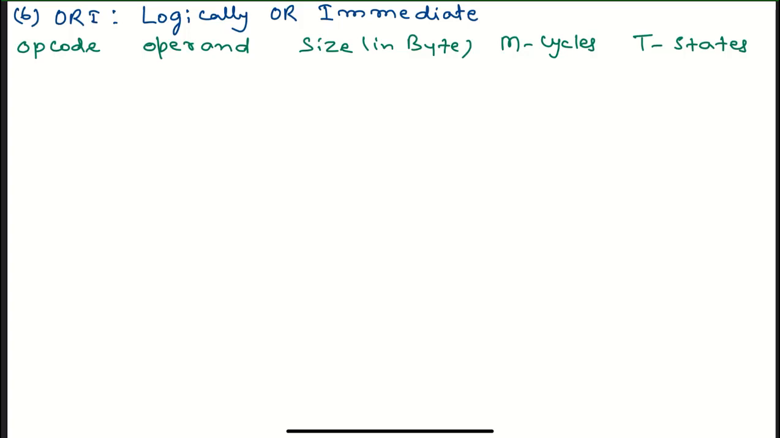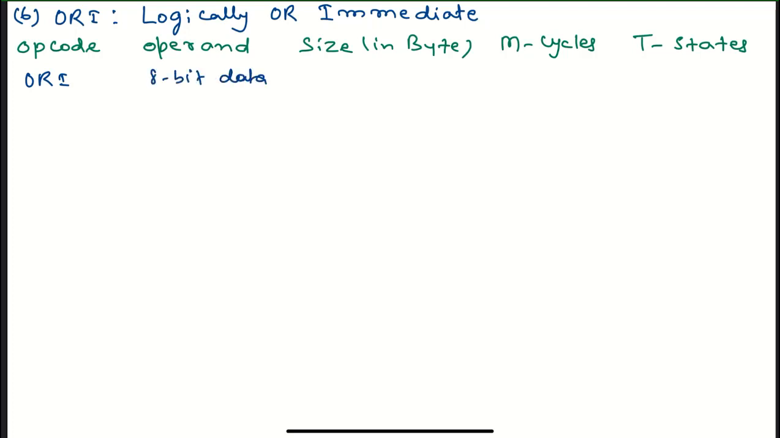So in this video, I'm going to explain the next logical instruction, which is called ORI. The meaning of this instruction is logical OR immediate. It means it will perform a logical OR operation with the content of the accumulator and, as an operand, 8 bits of immediate data. For this instruction, the opcode will be ORI and the operand will be 8-bit data.